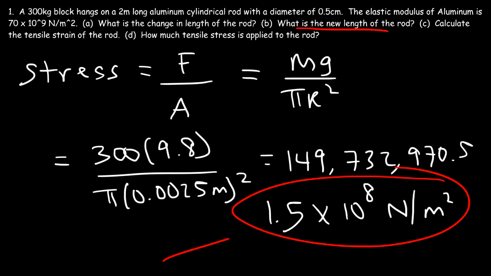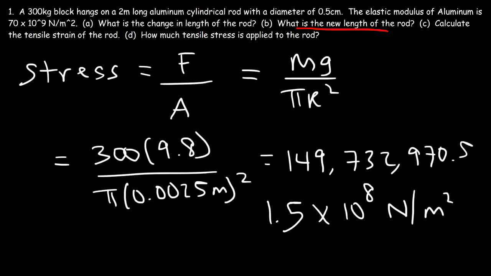Now here's a question for you. The ultimate tensile strength of aluminum is 200 times 10 to the 6 newtons per square meter. So the ultimate tensile strength tells you the maximum stress that you can apply before the aluminum rod will break into like 2 parts or multiple pieces. So under this situation, will this particular aluminum rod, will it snap? Will it fracture?